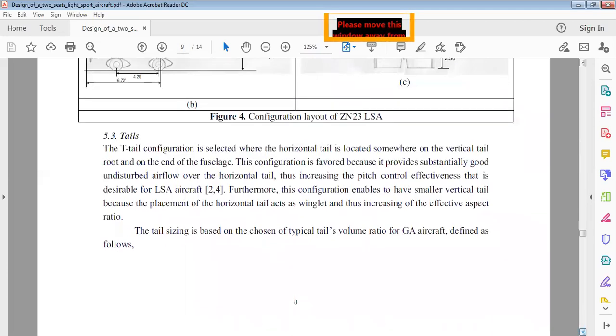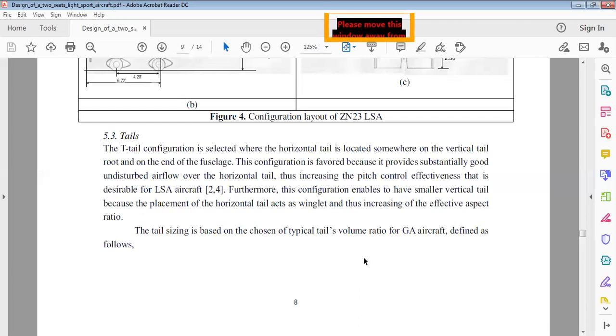What type of tail are we using? We are using a T-tail configuration, where the horizontal tail is located on top of the vertical tail root at the end of the fuselage. This configuration is favored because it provides substantially good undisturbed airflow over the horizontal tail, thus increasing the pitch control effectiveness that is desirable for an LSA aircraft. Furthermore, this configuration enables a smaller vertical tail because the placement of the horizontal tail acts as a winglet and thus increases the effective aspect ratio.